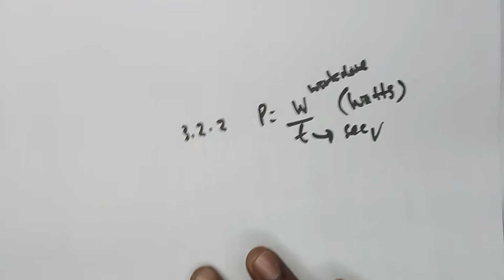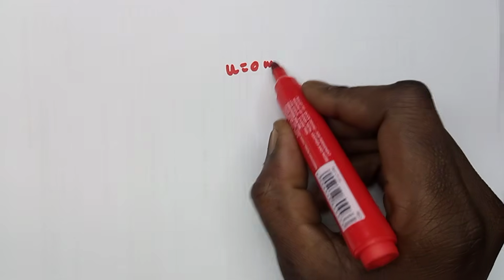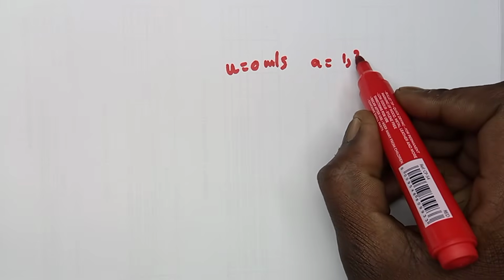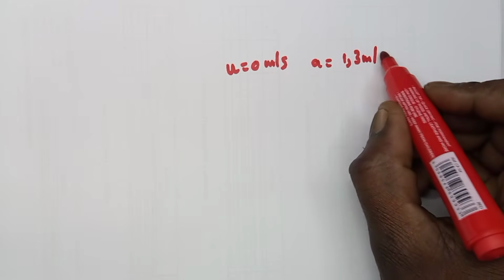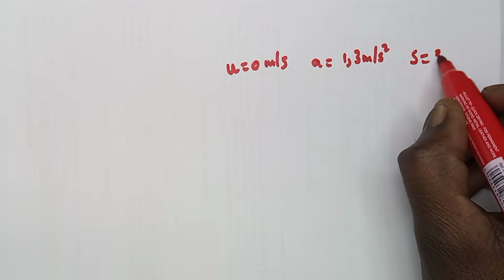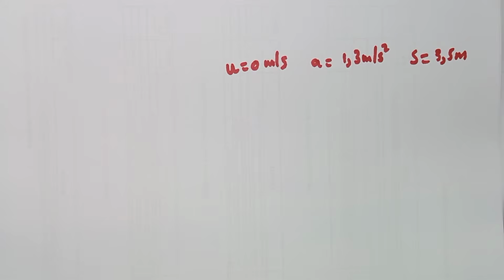We want to calculate time. We are going back. I'm going to come back with this formula, because we can't use it for now without time. So our u is 0 meters per second. Our acceleration is 1,3 meters per square second, and the distance, the displacement, is 3,5 meters. So this is the only information that we have, and we have to work miracles here to find time. All right, how can we work miracles here?